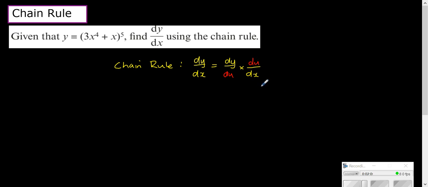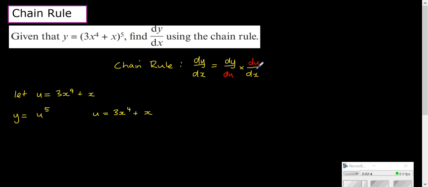All right. Now, how is this useful? Well, let's have a look back at our function of y. I'm going to say, let's let u equal 3x to the 4 plus x, i.e. the part that's in brackets. Okay. So this means that y is going to be u to the power of 5. Okay, the bracket to the power of 5. And we've got our u equals 3x to the 4 plus x.